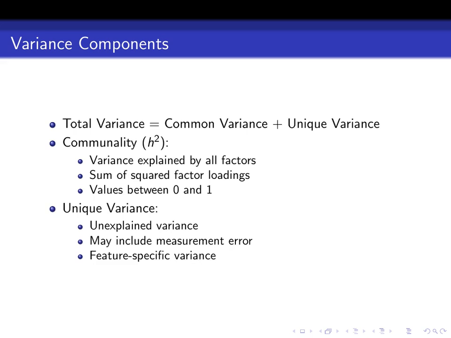In factor analysis, we break down the total variance into 2 parts: common variance and unique variance. The common variance, also called communality, tells us how much of a feature's variance is explained by all our factors together. We calculate this by summing the squared factor loadings, and it always falls between 0 and 1. The unique variance is what's left over. It might come from measurement error or factors specific to that feature.